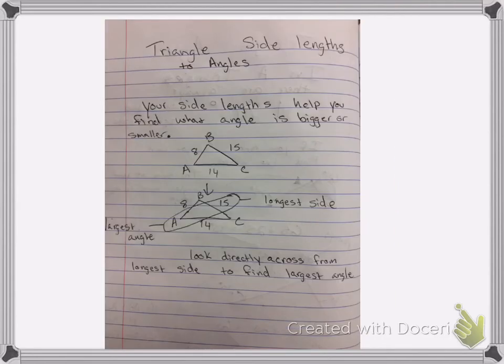Second to last thing is your triangle side lengths. You look at your side length. Whatever is across from your longest side is your largest angle. So in this case, 15 is across from A, so that's your largest angle is A. 14 is across from B, so that's my middle-sized angle. And C is my smallest angle because it is across from the smallest side.